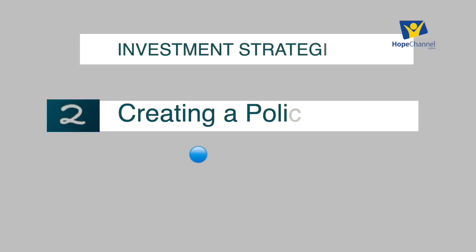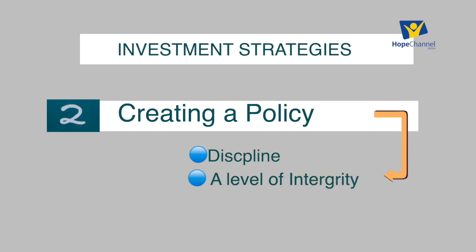The second thing we look at is creating a policy, a discipline, a level of integrity that will make us understand why we're here. Let's take, for example, you want to buy a new car. You've seen the new car in town and you love it. Do you have the money? And if you have the money, how do you go about buying this car? Do you go with cash or do you pay via M-Pesa? All these things, investment policy is the bottom line.